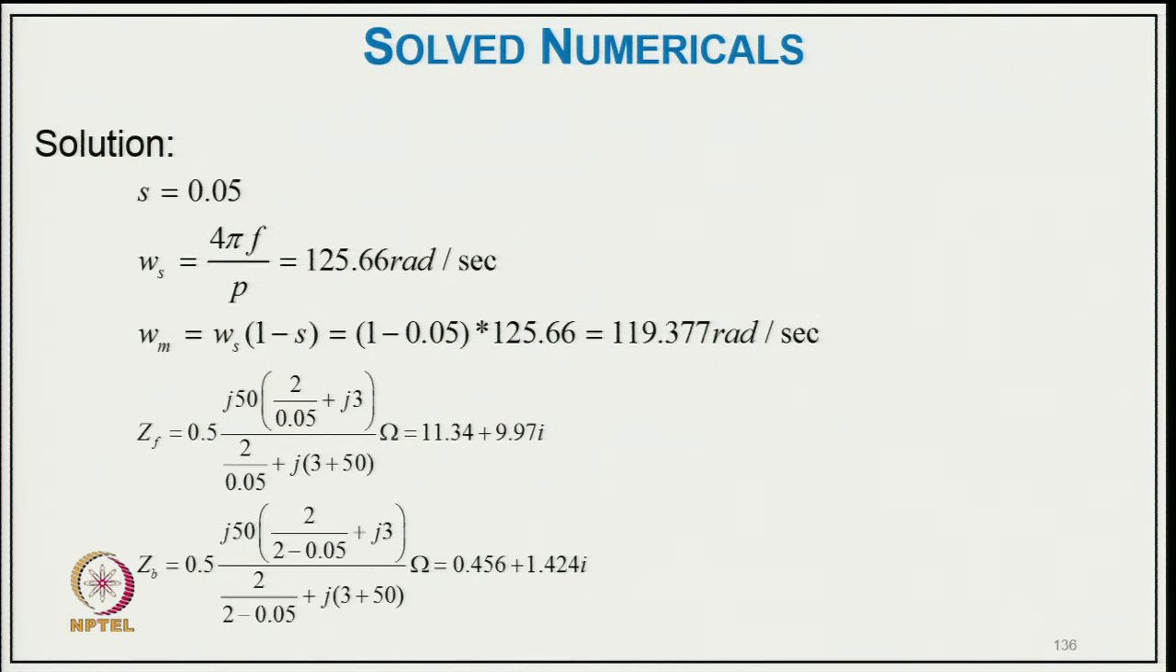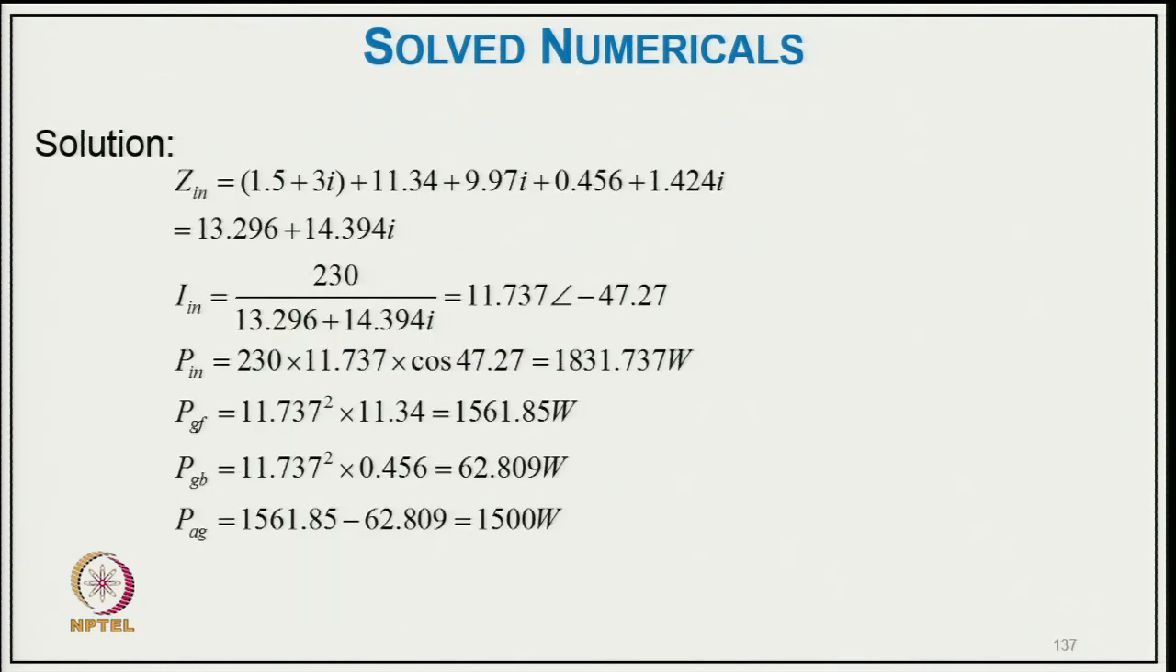ZF, calculating the value, comes like 11.34 plus 9.97 j ohm, and ZB comes around 0.056 plus 1.42 j ohm, and Zin equal to summation of all the impedance, so it comes 113.296 plus 14.394 j, and input current I input will be 230 by this impedance, 11.73 ampere, and Pin equal to putting the V into I into cos phi, that comes 1831.737 watt.